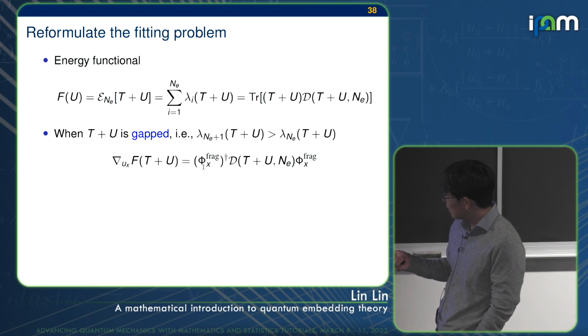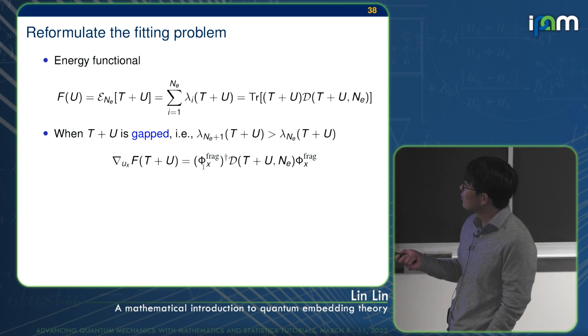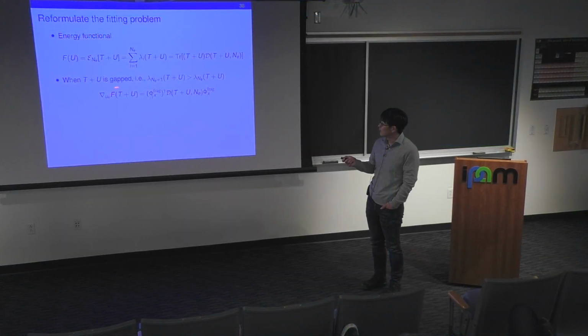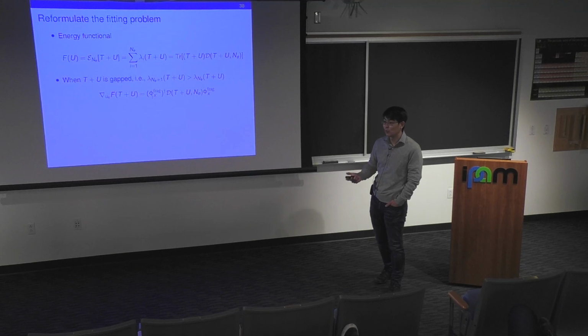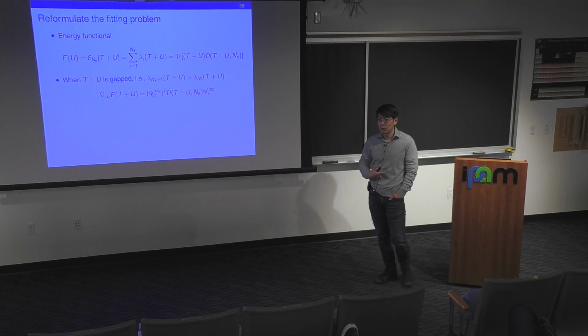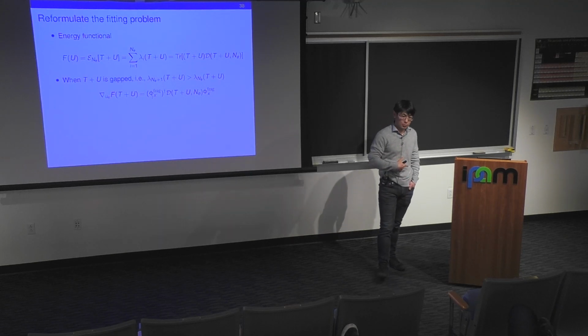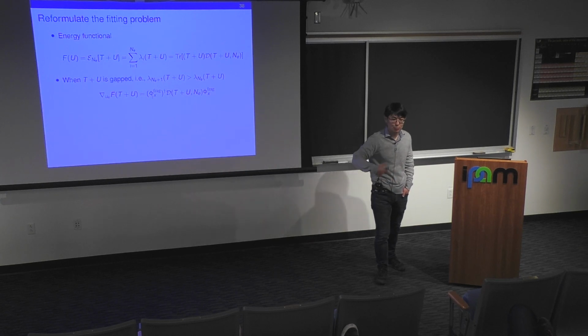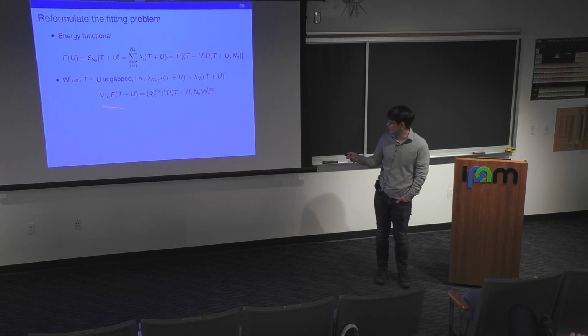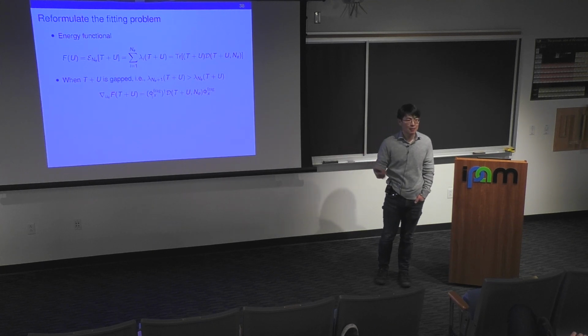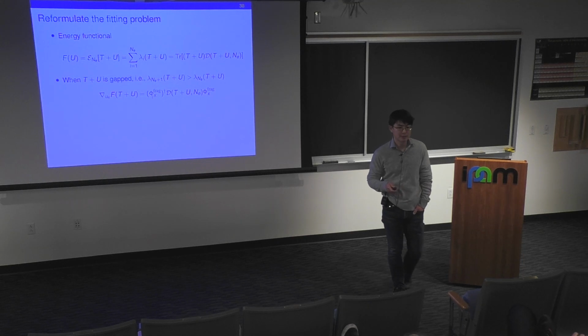Then a nice thing is that the gradient of the functional with respect to the correlation potential, or this U, gives you exactly the density matrix block you want. So what you want to do, essentially, is to match the gradient of this functional with respect to some given number. It's a nice thing you have. This can be derived with a Feynman-Hellmann-like argument. It requires a few lines of derivation.